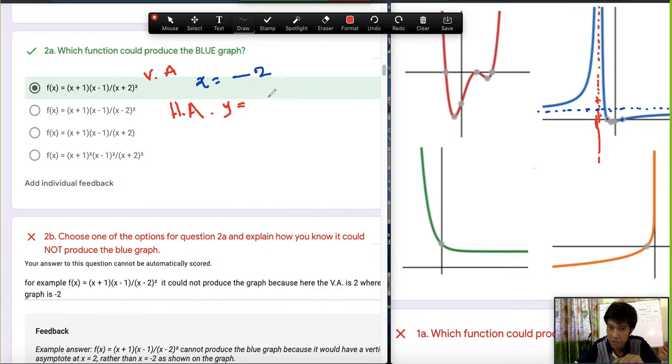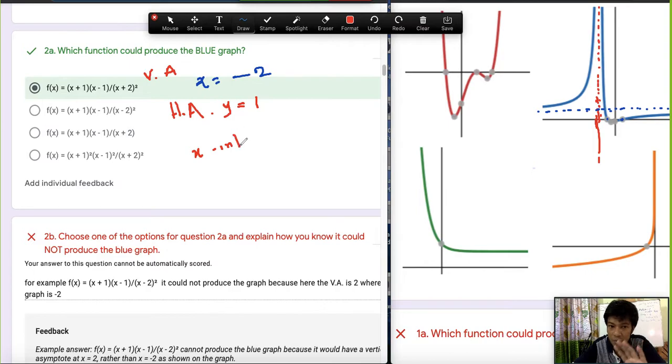1 because of the coefficient. Same power means we have to go for the coefficient. Okay, so this is the horizontal asymptote. And now see, what is our x-intercept and y-intercept? X-intercept. Okay, let's find out the x-intercept.